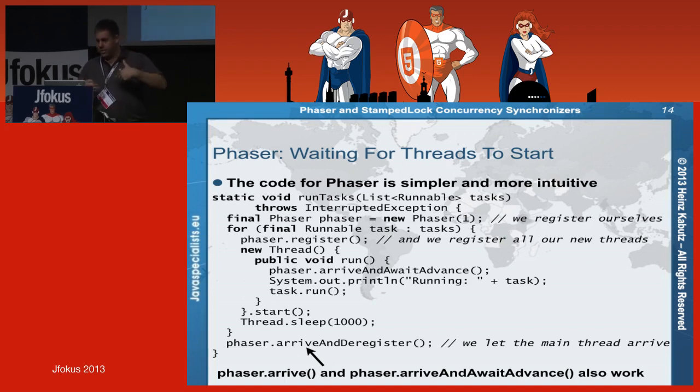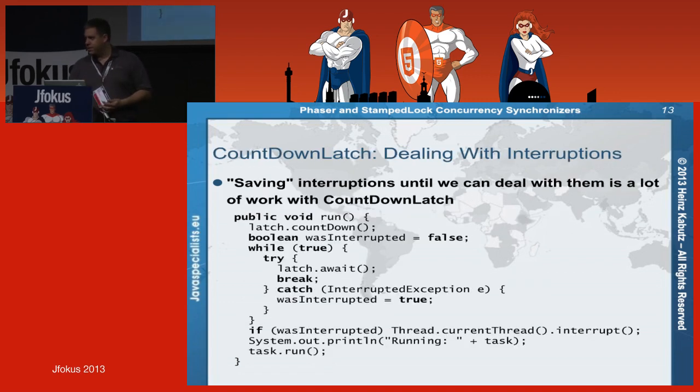That's the current thread that needs to be registered as well. And then whenever I go into the next task, I register another party, so I can change it dynamically. I don't have to know up front how many there are. And then inside the thread, all I say is arrive and await advance. And it does all of this other stuff here for us. So we don't have to do that ourselves.